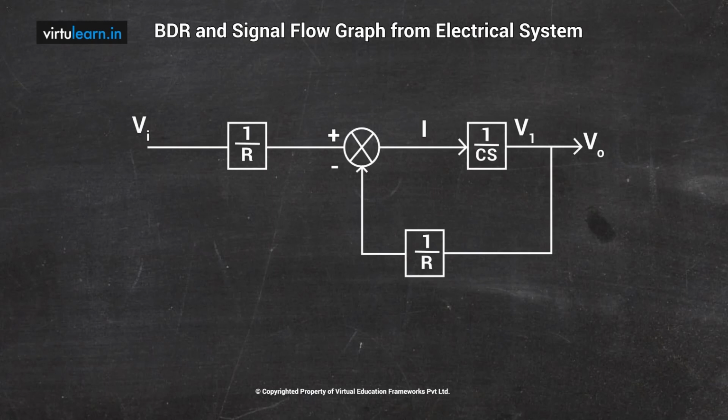Now if you look here, between Vi and I we have the block 1 by R and a summing point, and there is a feedback. In this feedback loop we have 1 by Cs as the forward path and 1 by R as the feedback, which is a negative feedback. Then you can simply reduce this and get the transfer function V0 by Vi as 1 by 1 plus RCs.